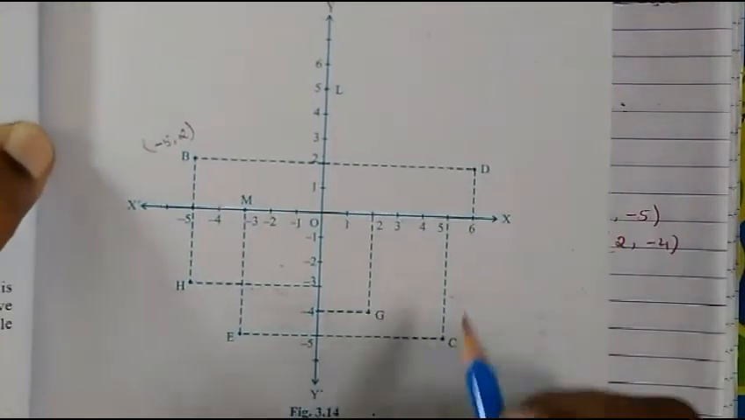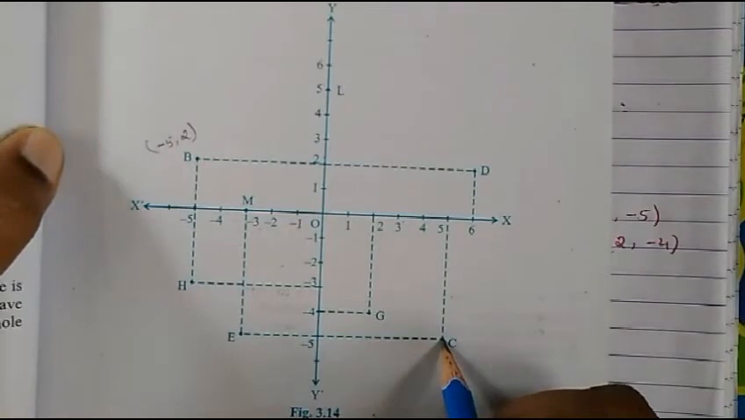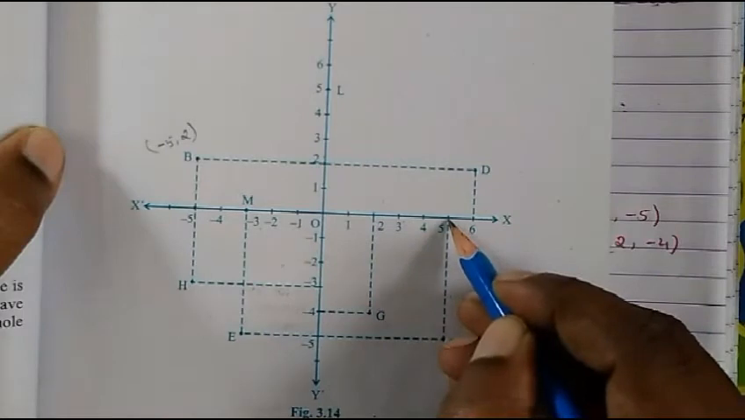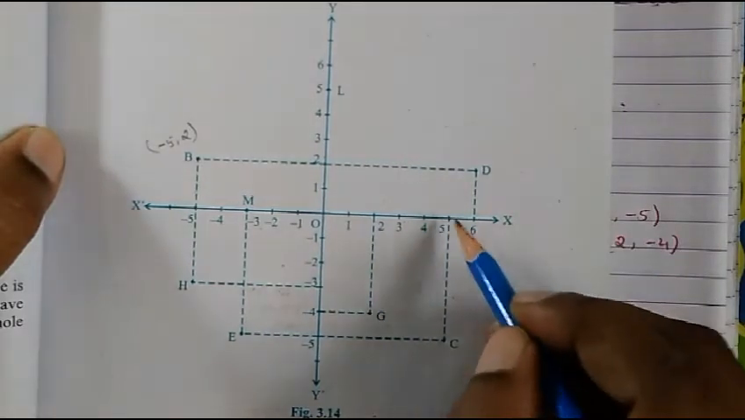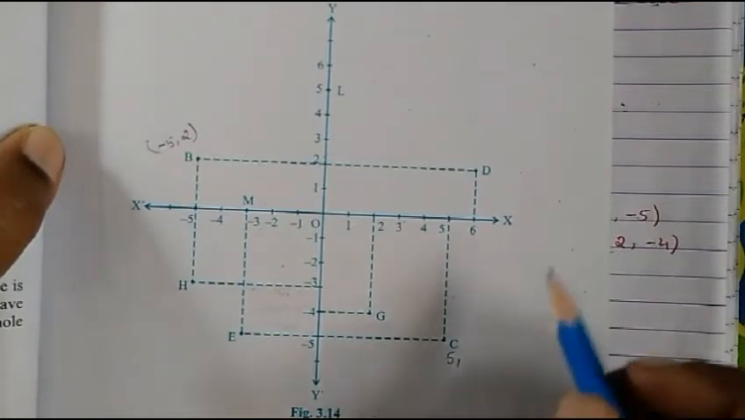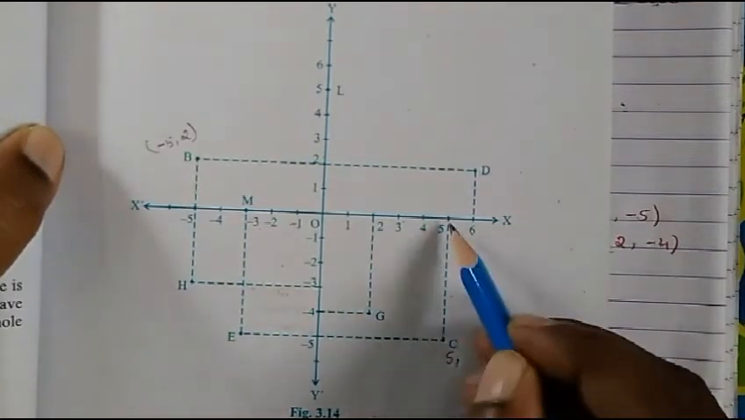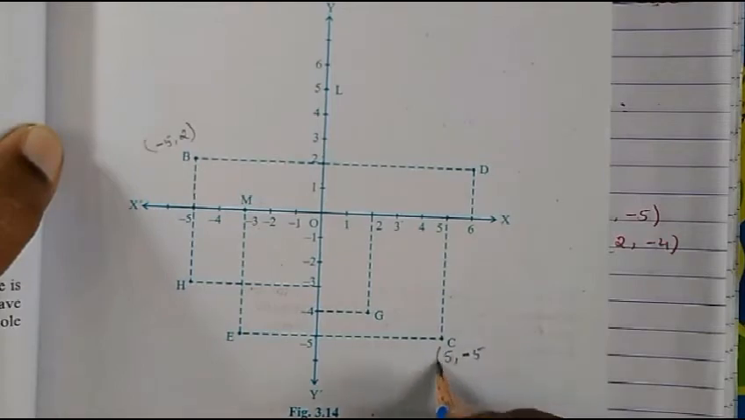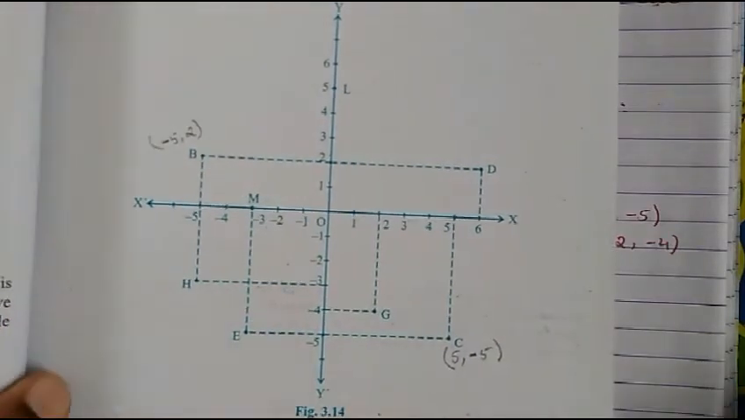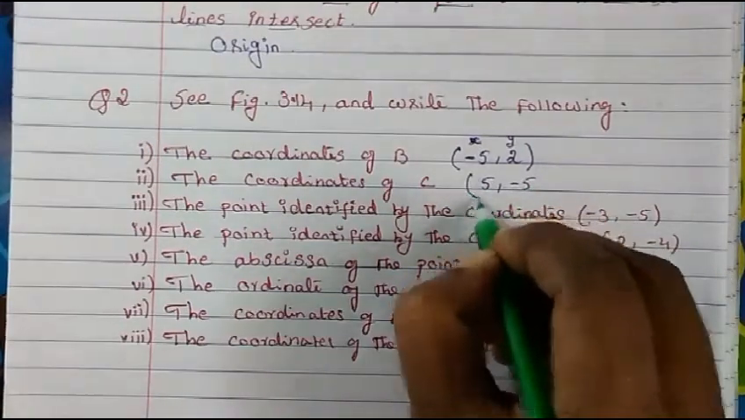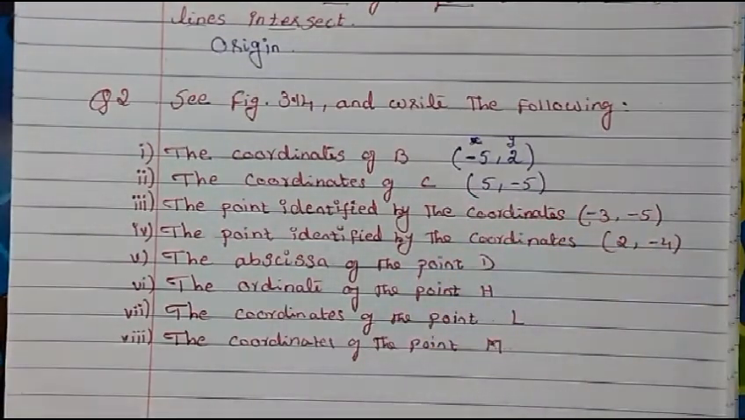C is here. So first, we have to see on the x-axis where it is. If you go from here on the x-axis, it is 5. And let's see on the y-axis. So first let's write down: x-axis it is 5. So on 5 it is meeting on the x-axis, and on the y-axis it is meeting on -5. So 5 and -5. These are the coordinates of C.